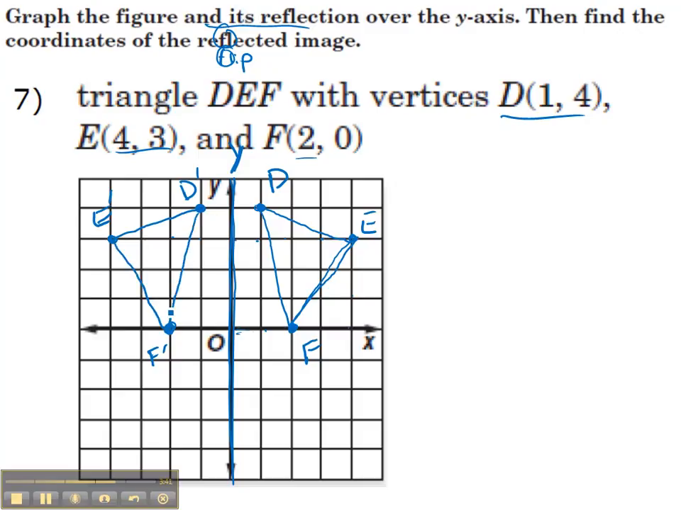And if we did it right, our image should look exactly like our original, except like a mirror image of it, like it's been literally flipped over the axis, and it does look like that. Now, we're not done. It asked us to find the coordinates of the reflected image. So let's look at D prime. D prime is at negative 1, 4. E prime is at negative 4, 3.